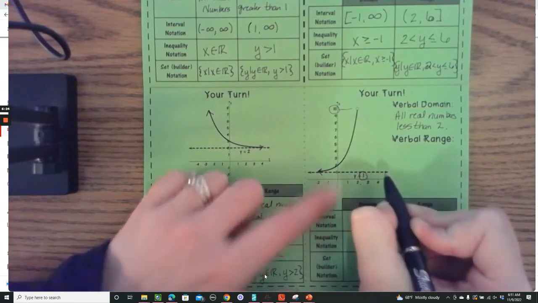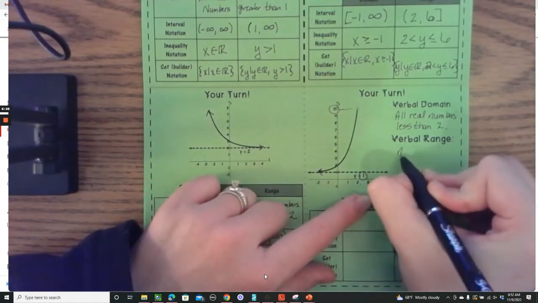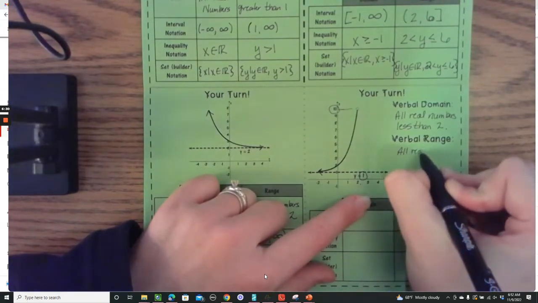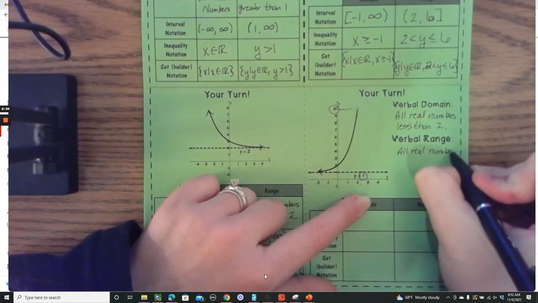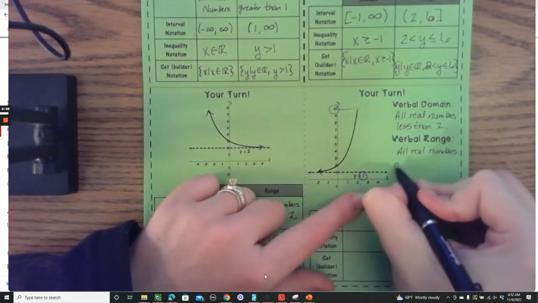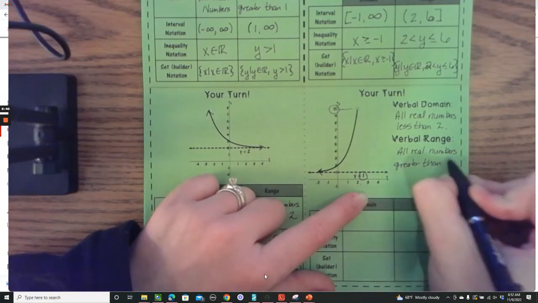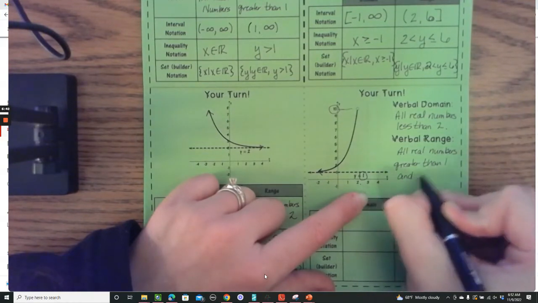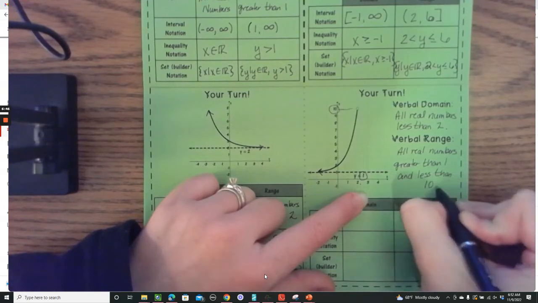My range, my high point is this 10. My low point is this 1. Again, we've got an open circle. So all real numbers greater than 1 and less than 10.